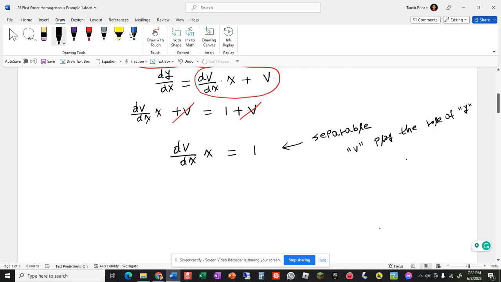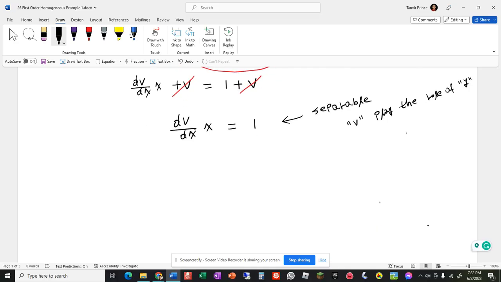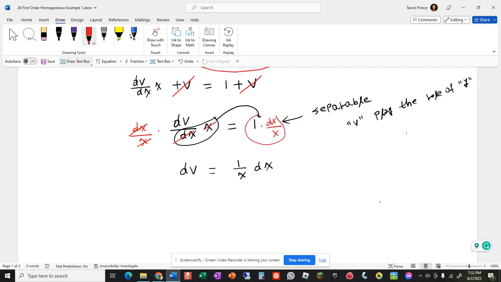So this is separable, so let's separate. I can move this to the other side by taking the reciprocal, so I get dv equal to 1 over x dx. Another way of thinking, you're basically multiplying both sides by dx over x. So you can cancel out dx and the x, you only have dv, and on this side it's just 1 over x dx.